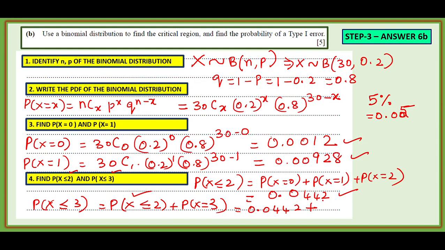You can understand 0.07853, which is nothing but 0.123. This is the probability of x less than or equal to 3. So you can see this part, 0.0442, is less than 0.05, but when you calculate the probability of x less than or equal to 3, it is 0.123, which is greater than 0.05. So this is what we need to calculate: two consecutive values, and understand.